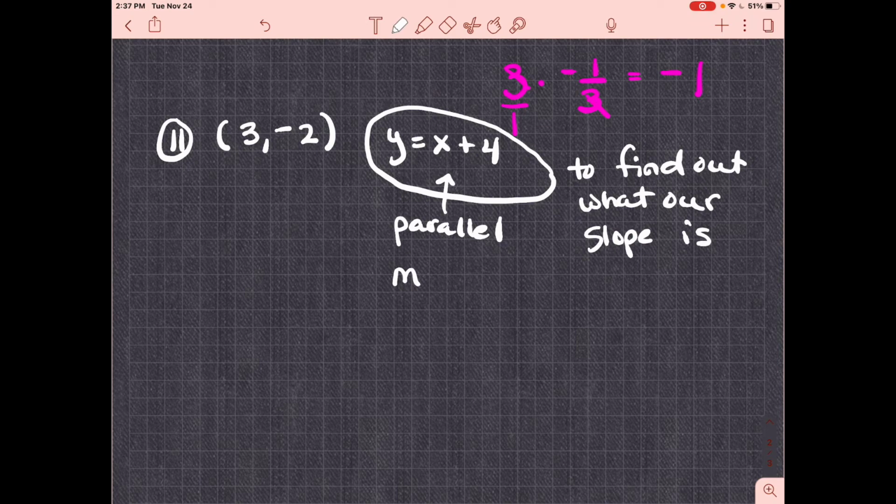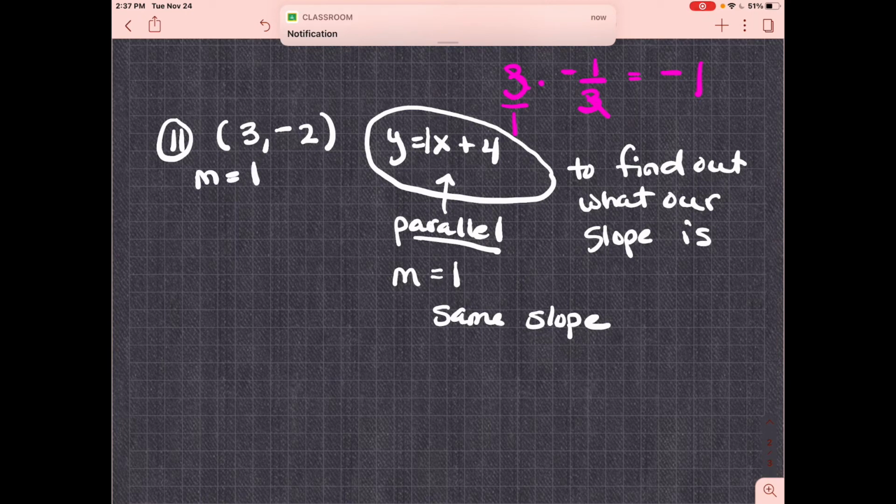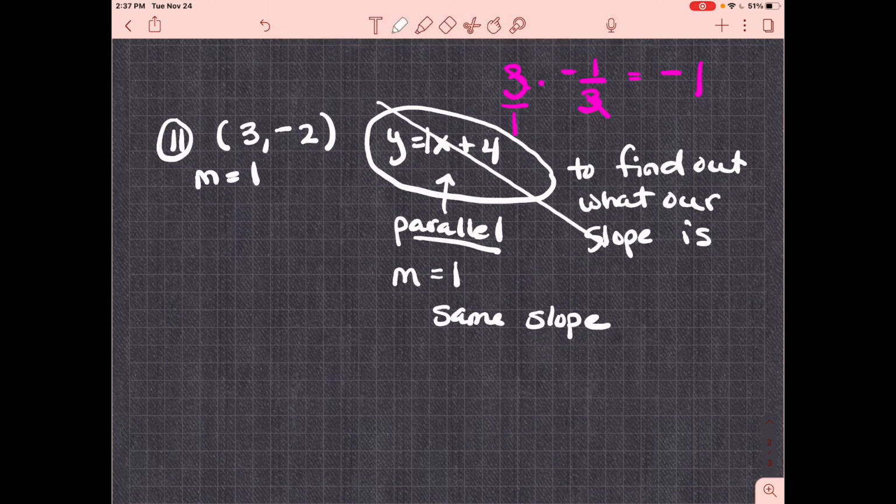If our line is parallel to that one, then we need to find out what that line's slope is. That's in y equals mx plus b form. M is a little mysterious here. It's a 1. M is 1. And our line is parallel, so we know that our line is going to have the same slope as that one. So now we know that in our equation, we're going to use a slope of 1, and then we just toss this away, guys.